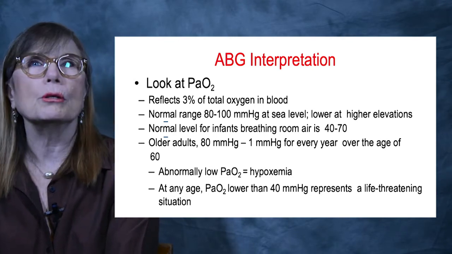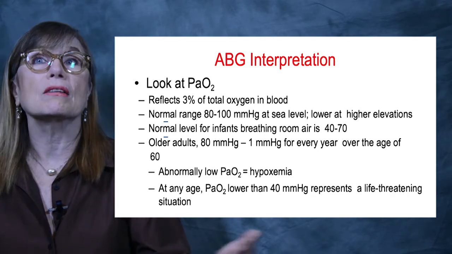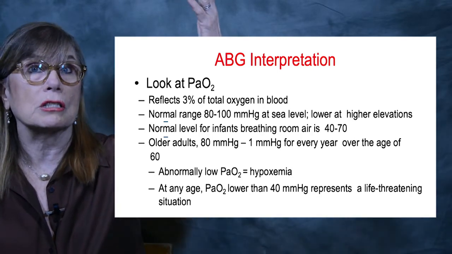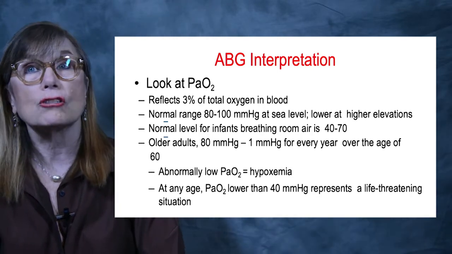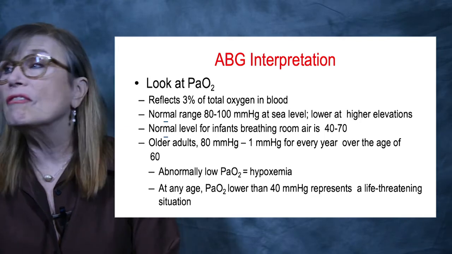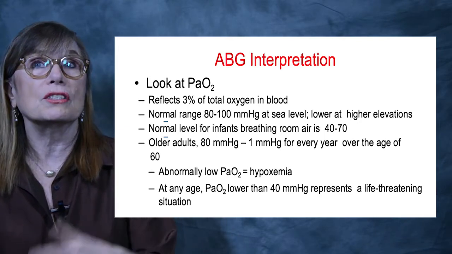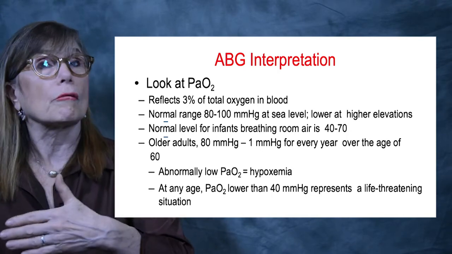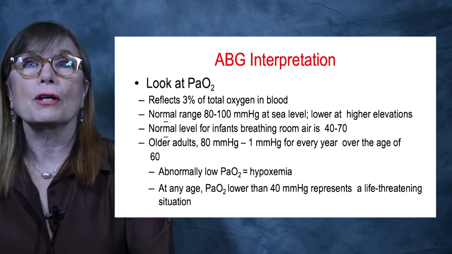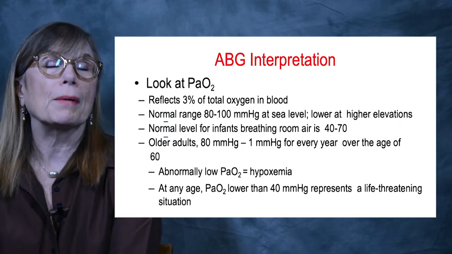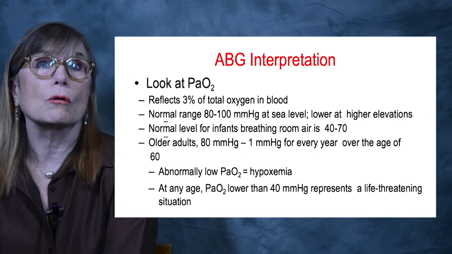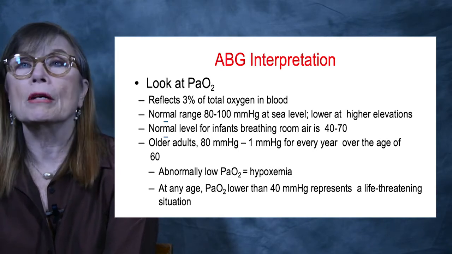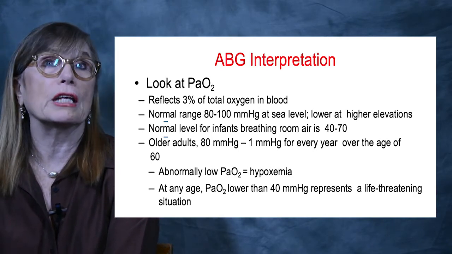Normal PaO2 is 80 to 100 millimeters of mercury at the sea level, and it will be lower at higher elevations because the atmospheric pressure has changed. Normal level for infants who are breathing room air is around 40 to 70, so they have a much lower PaO2 and still are very normal. Older adults typically will not have higher PaO2s. They are usually 80 minus 1 millimeter of mercury for every year over the age of 60.